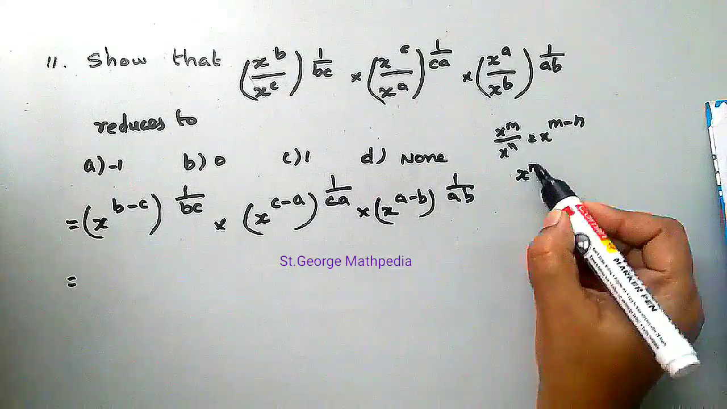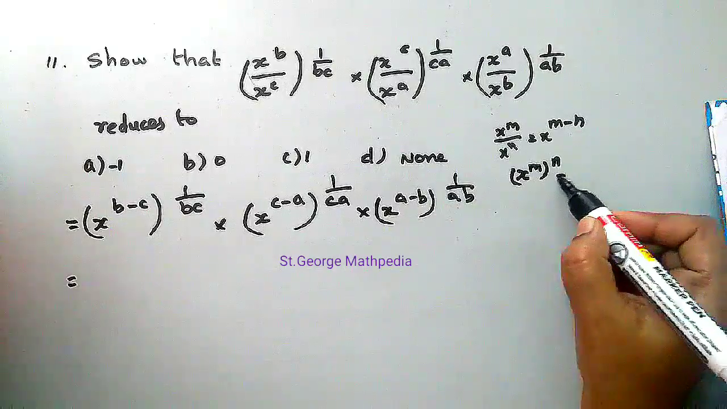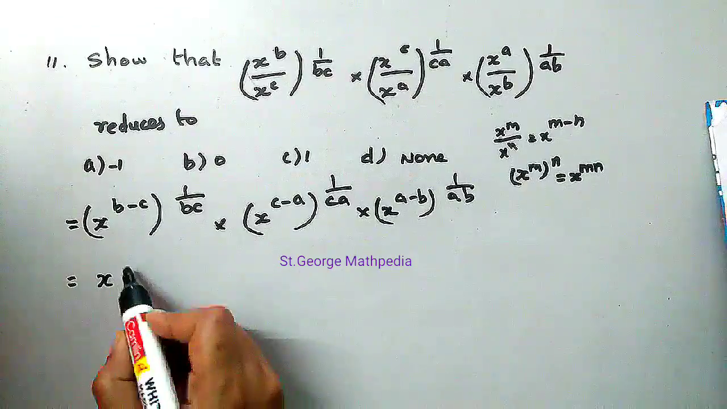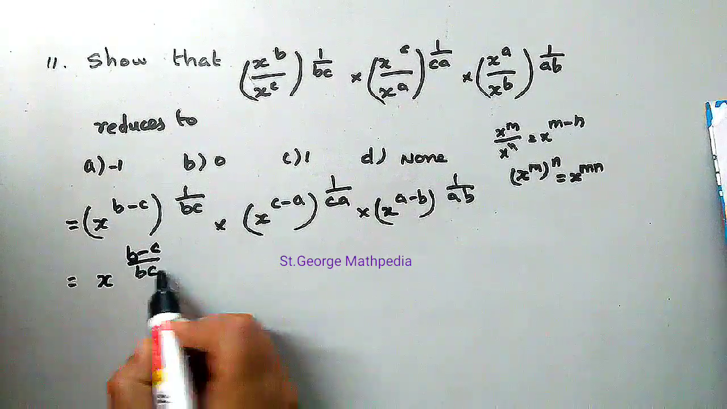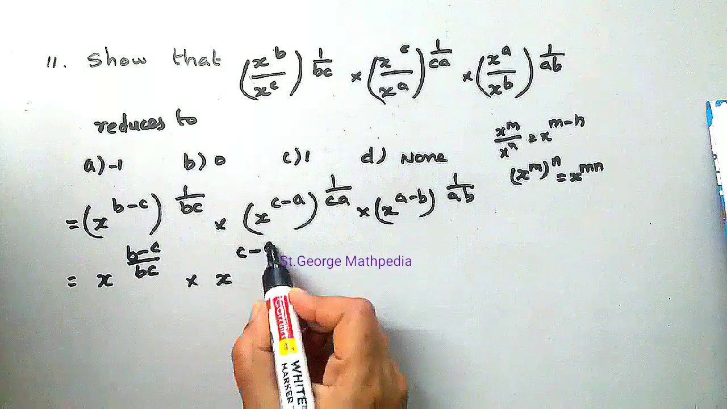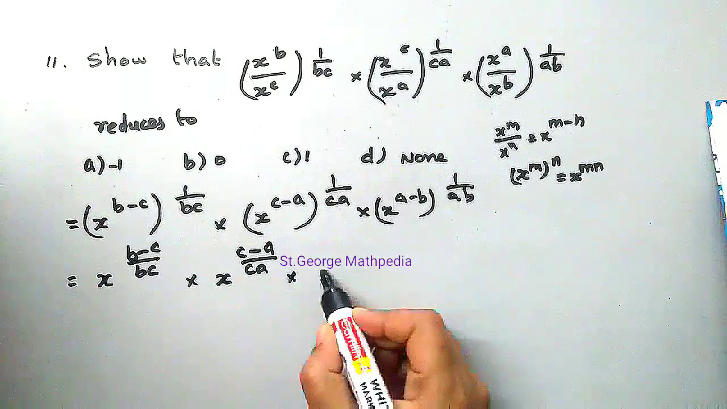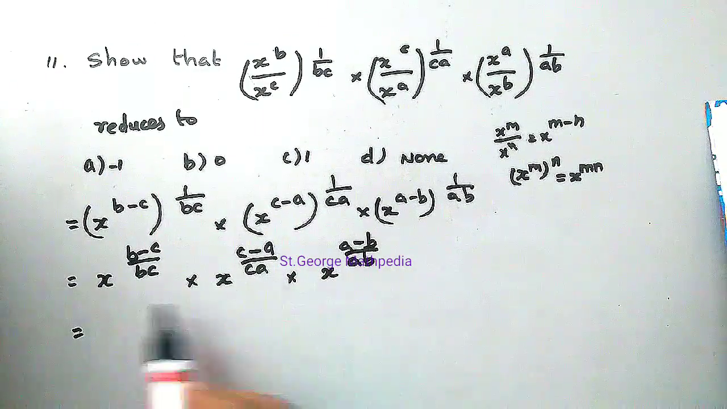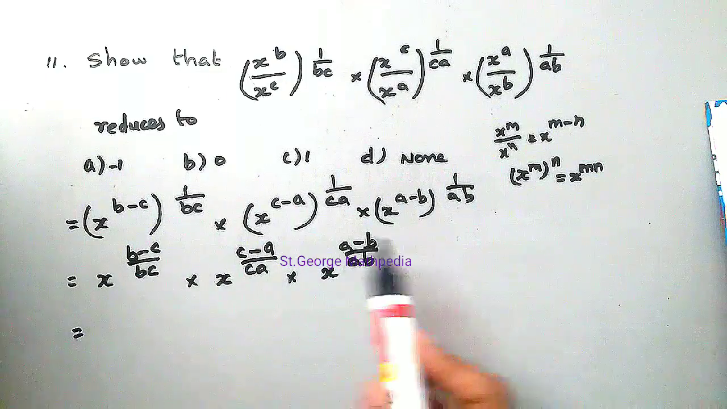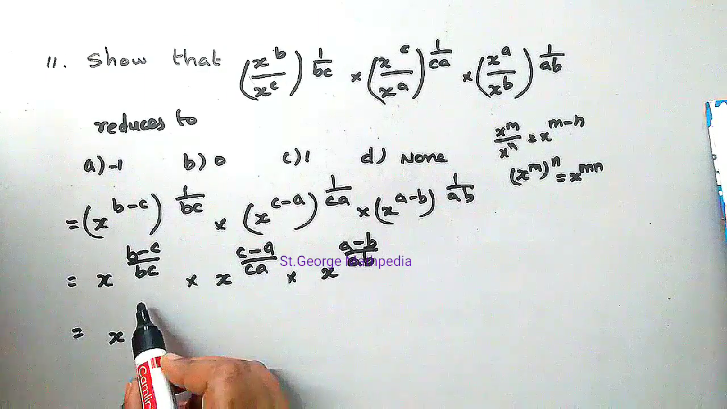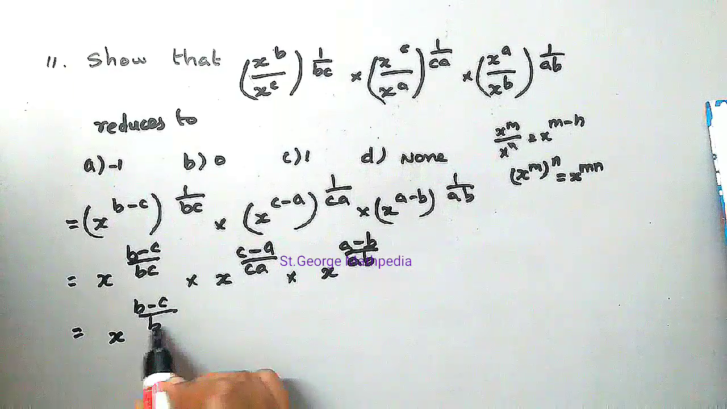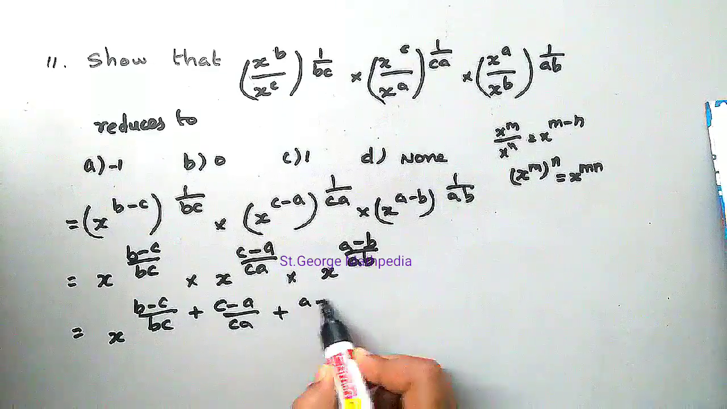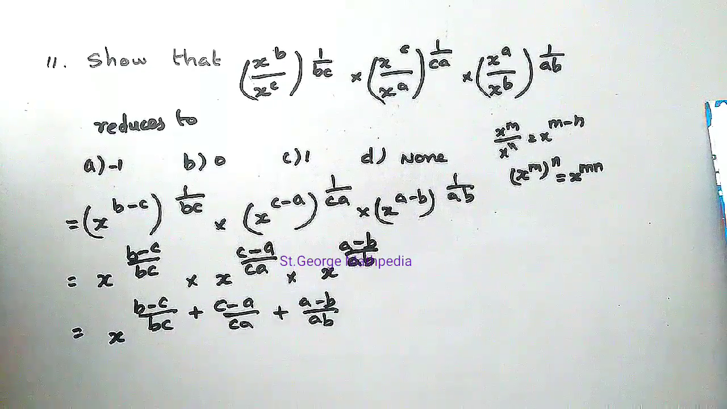Okay, now we are using the next property. x power m whole to the power n is x to the power of mn. So let's multiply the powers. b minus c by bc into x to the power of c minus a by ca into x to the power of a minus b by ab. Okay, now you have the same base, so you can add the powers. x power b minus c by bc plus c minus a by ca plus a minus b by ab.